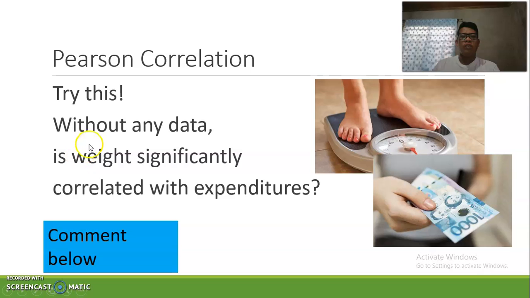You may also try this. Without any data, is weight significantly correlated with expenditures? So you may comment below your answer.